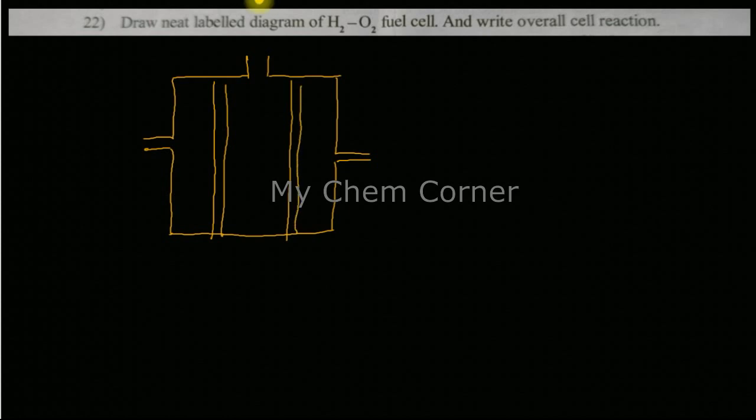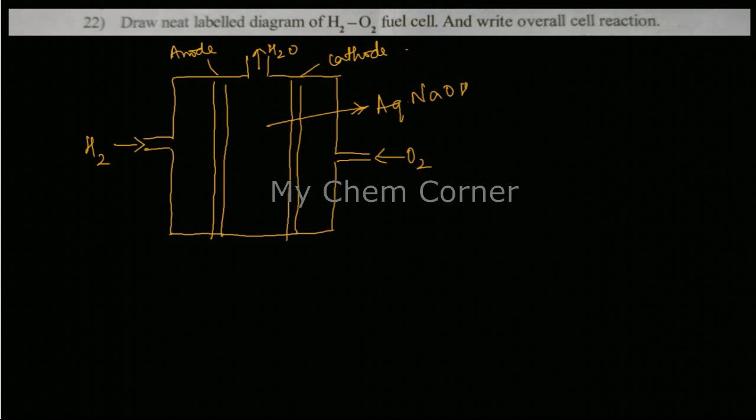Now you're going to label it. So we have an inlet for oxygen gas. We have an inlet for hydrogen gas. This is going to be the anode. This is the cathode. From here goes out water. And this one here is going to be aqueous NaOH. So this is the entire diagram of the fuel cell. Now this diagram is going to fetch you 1 mark. Alright, the other 1 mark is for the overall cell reaction.